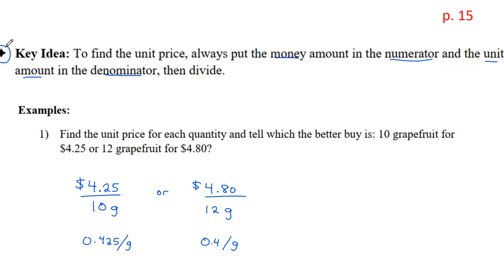So which one is cheaper? If you want to see them more clearly, you can make the decimals line up. 0.425 or 0.4, just pop in a couple zeros. You can see that 400 is less than 425. So you can compare your decimals by making them the same. So this one is our best buy. The 12 grapefruit is our cheaper price.